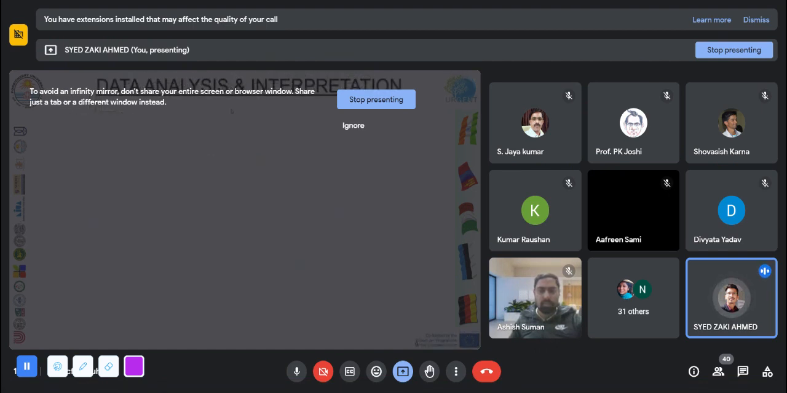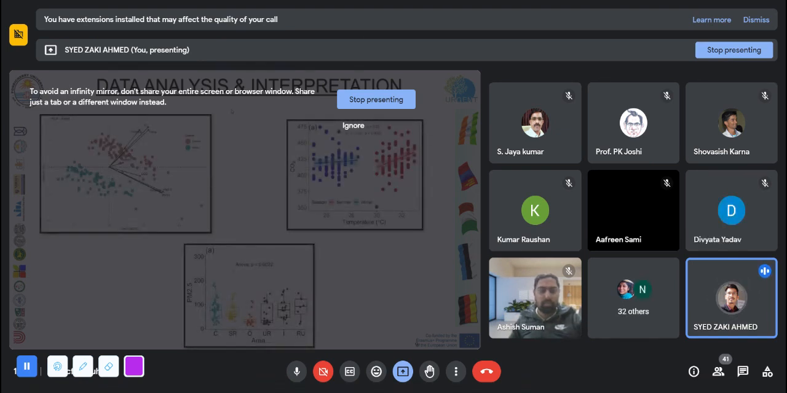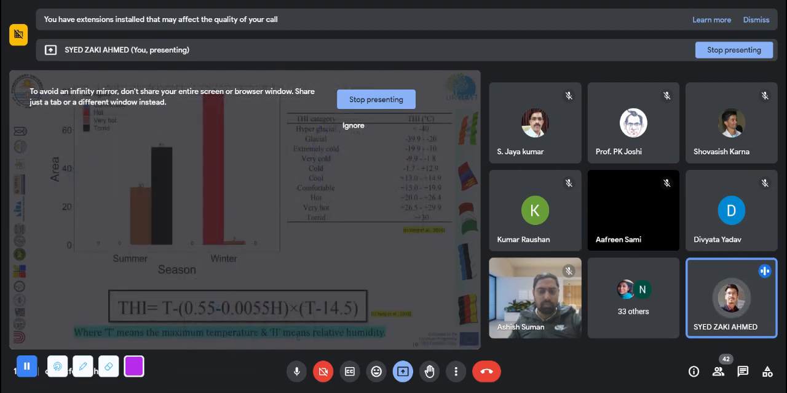Coming to the data analysis and interpretation. Data analysis and interpretation can be done with the help of different types of analysis, for example PCA, regression analysis, and also box plot analysis. Here the regions were divided into 5 categories: commercial, suburban residential, other urban residential, industrial, and rural and suburban residential, and rural residential.